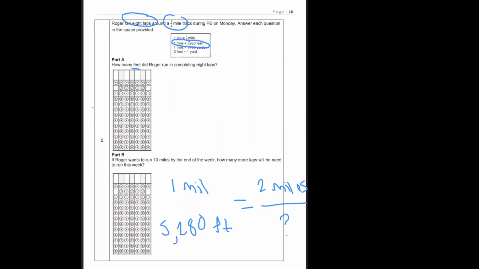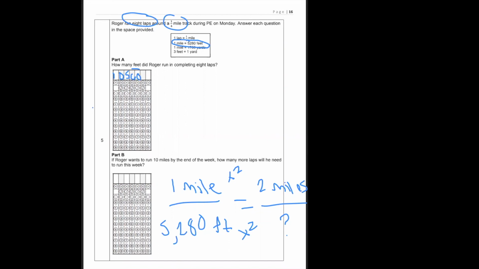All right, so I think the way that you picked it up is that you noticed the relationship. The relationship between 1 mile and 2 miles is times 2. So all you have to do over here is times 2. And 5,280, even though it's a really big number, you're able to get it. Times 2 is just 10,560. So that's the answer to this problem.